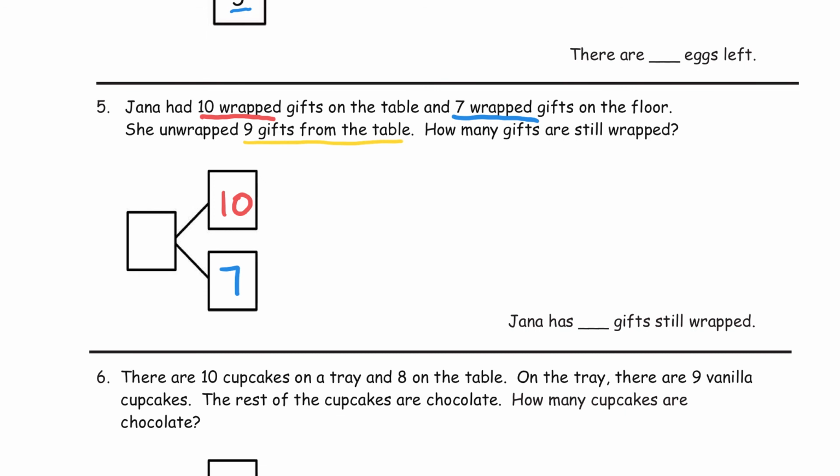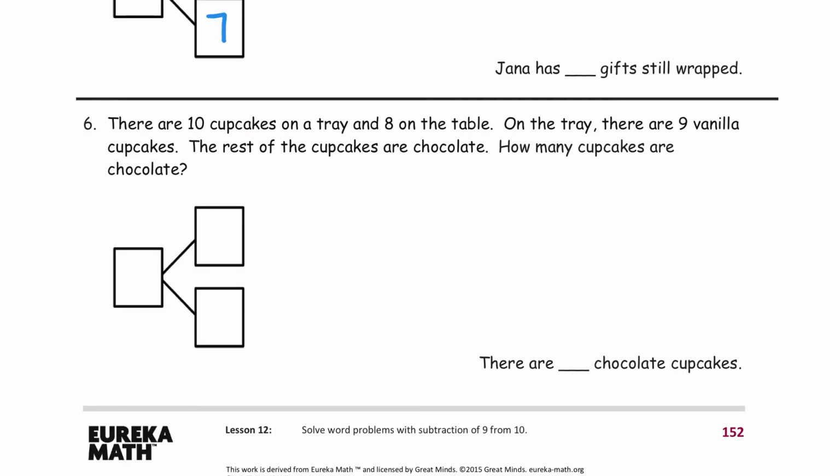So you're going to draw out, just like you have been, your 10 dots. You're going to draw out your 7 dots. And you're going to subtract 9. So you're going to cross them out. Remember, if you unwrap them, those gifts are gone. They're not gifts anymore. You've unwrapped them. So you're going to subtract those 9. Put a circle around what's left. And that's going to be your answer. Pause the video. Finish number 5. Come back and we'll take a look at number 6.